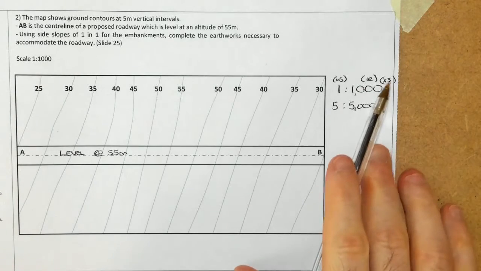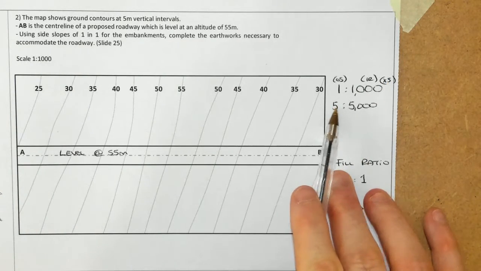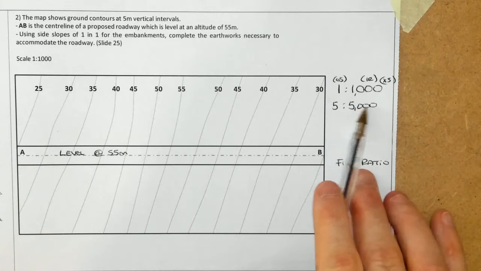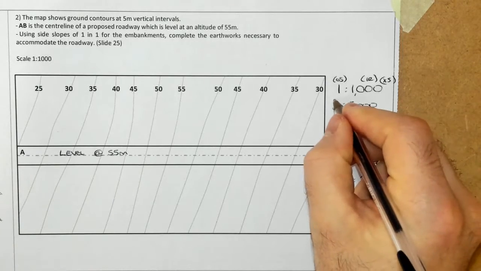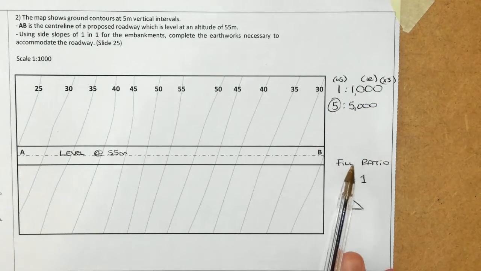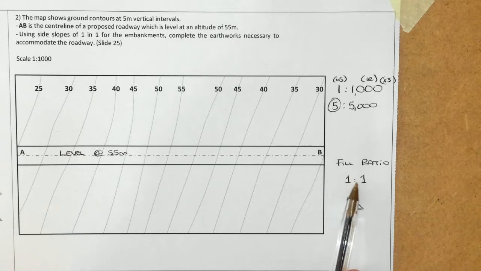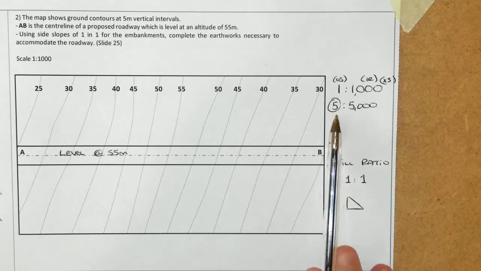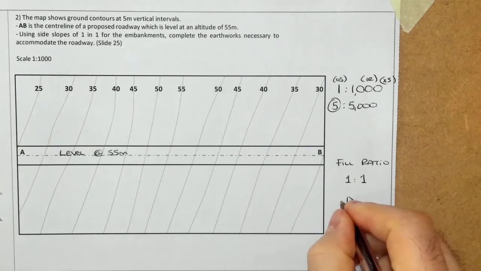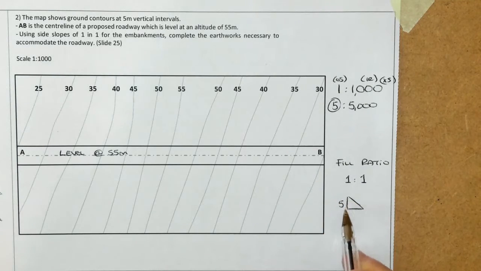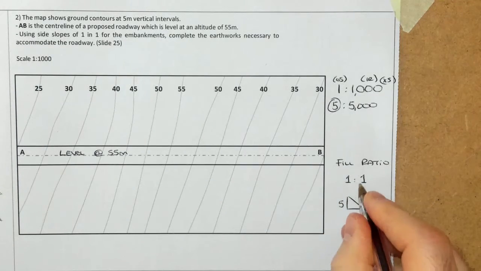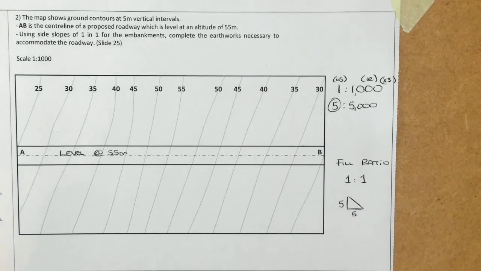So therefore, 5 millimeters on my sheet is equal to 5,000 millimeters, or 5 meters in reality. So 5 is our magic number there. Now, I'm going to use that with our fill ratio. Like I explained in the previous question, for every 1 meter I travel down, I'm also going to travel out 1 meter. But on our sheet, we're going to apply the 5 to that. So for every 5 meters I travel down, I'm also going to travel out 5 meters, 5 times 1 as well. That's the one we're going to use to plot our contour lines.